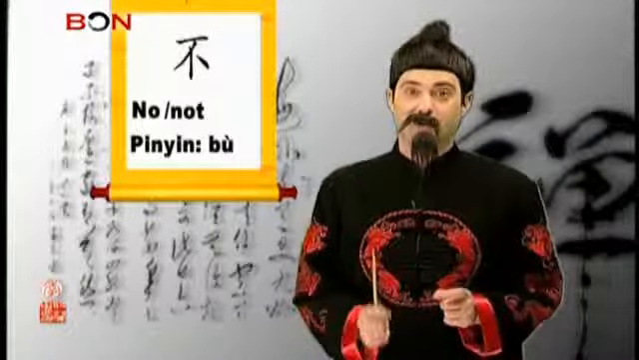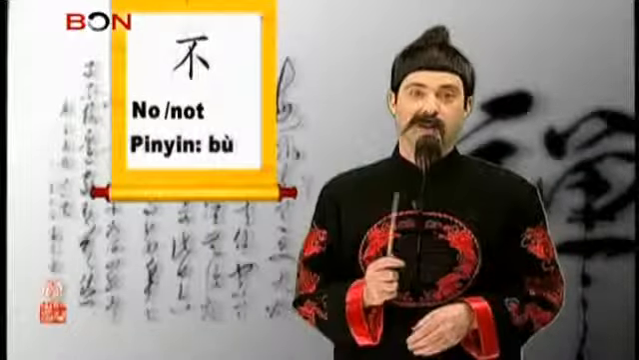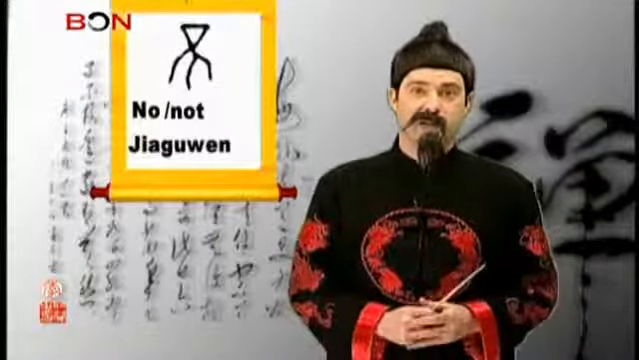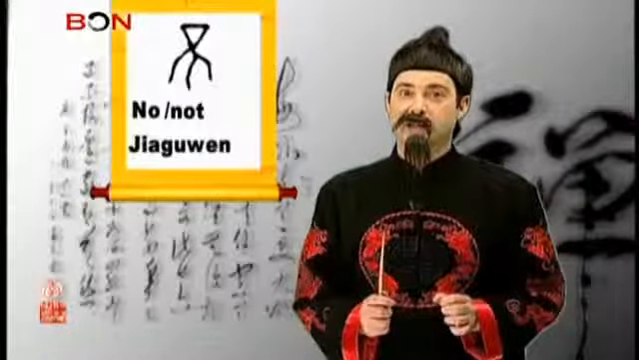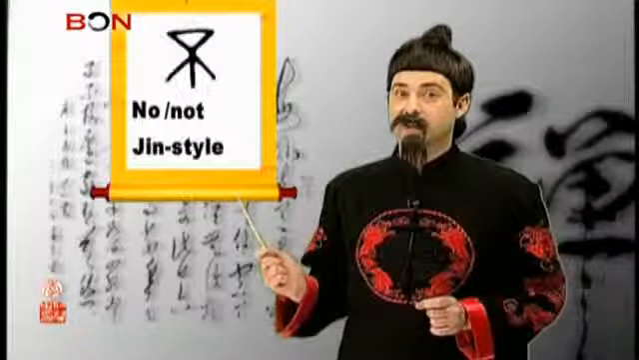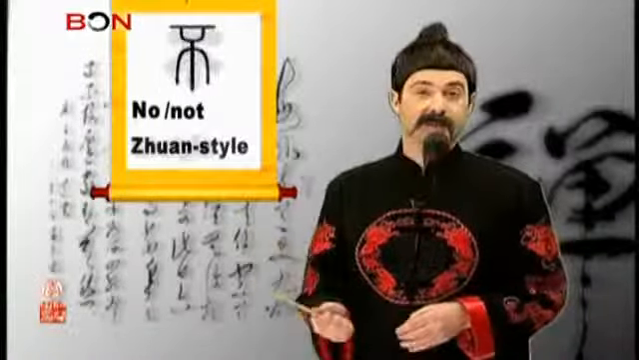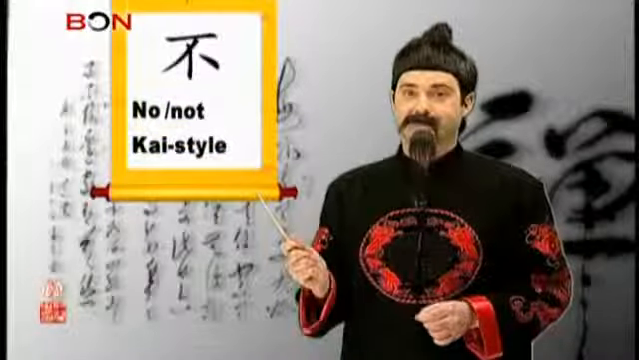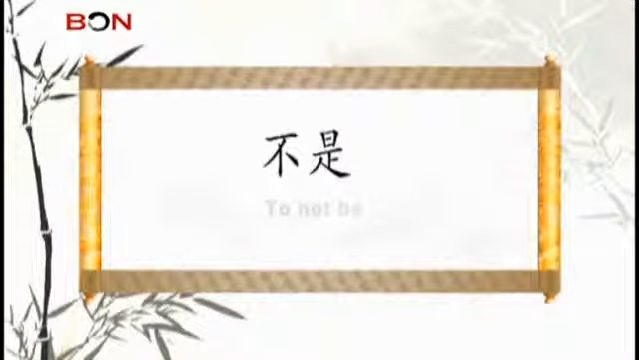It's a pictographic character, so if you use your imagination, especially while looking at the jiaguwen, bu looks much like a flower. Then it underwent some slight changes in its later styles, jin, zhuan, li, and kai. As I mentioned, the meaning later changed from flower receptacle to a negative prefix. If you put bu and shi together, you get bu shi, which means to not be.